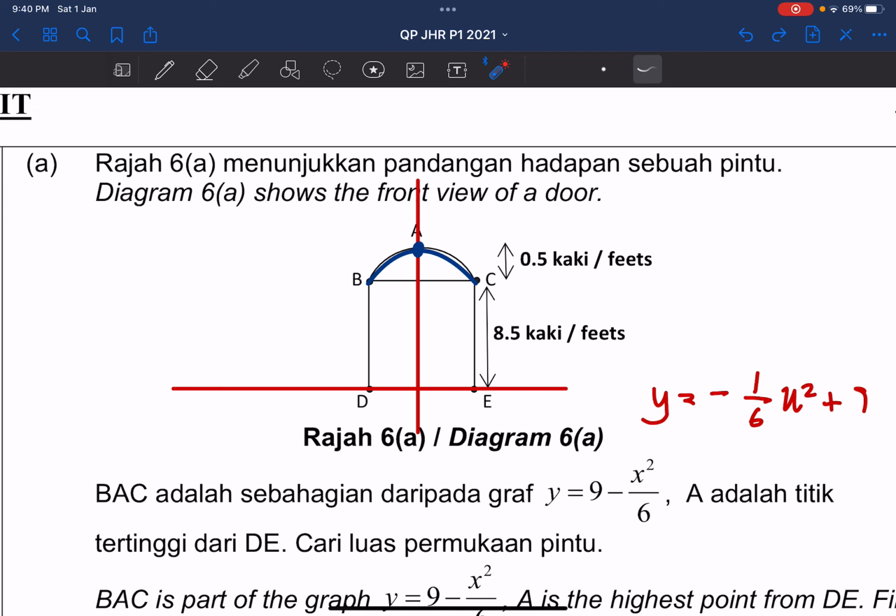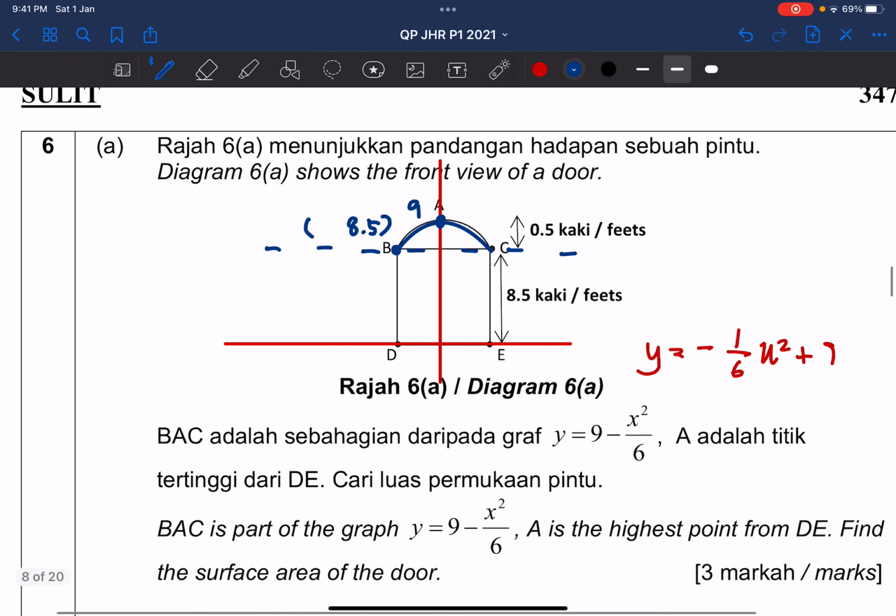So you notice that 0.5 and 8.5, you get a total of 9. So here will be 9. The height of the floor, for the door, would indicate the y-intercept or the y value. So here would be 9, and here would be 8.5. This line would be 8.5, since the height is 8.5. So we need to know the x-coordinates of b and c in order to integrate these equations to find the area. So we need to know the x-coordinate first.